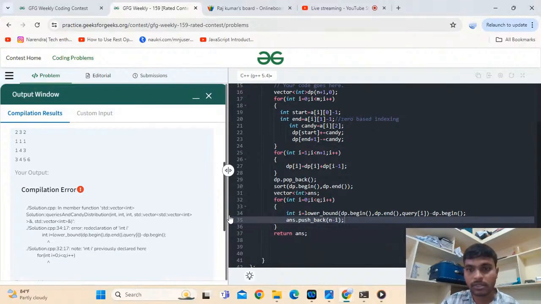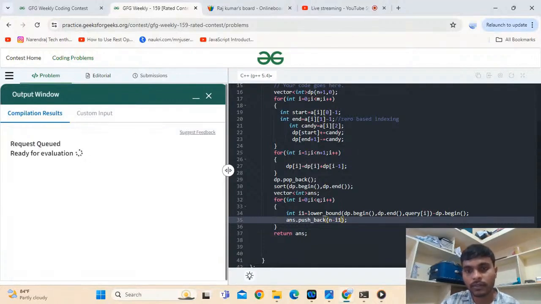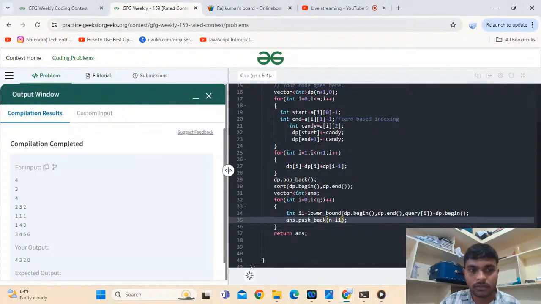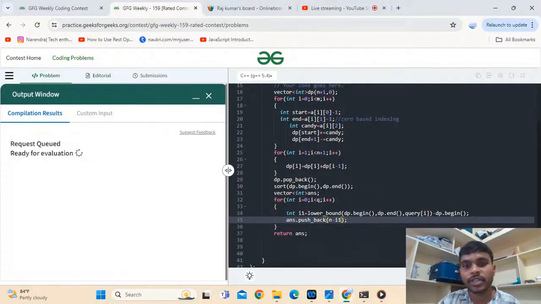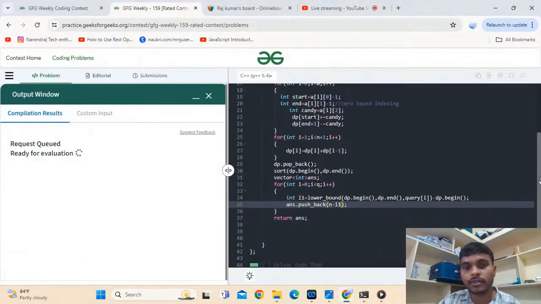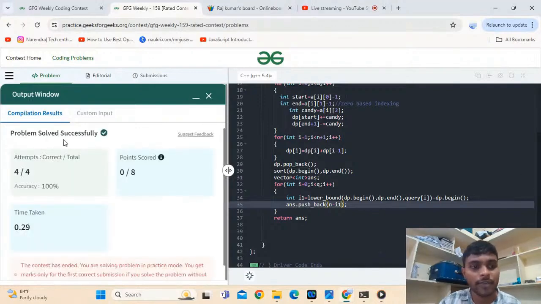So here I have to... Here I is already declared, right? I1. Here guys, for the sample test case, I got the correct answer. I am doing the final submission now. Guys, it's submitted successfully. If you have any doubts, please ask me.